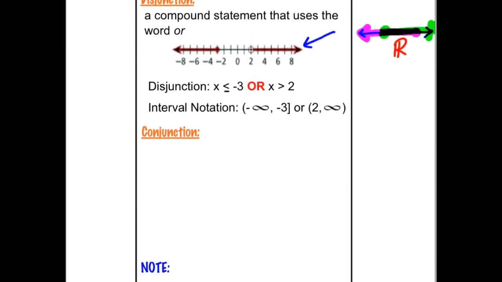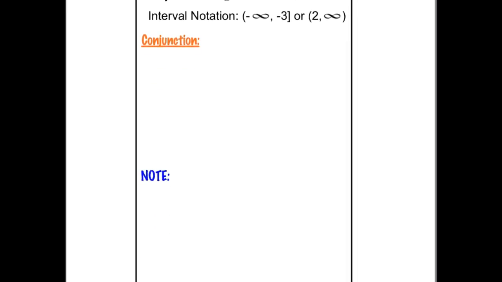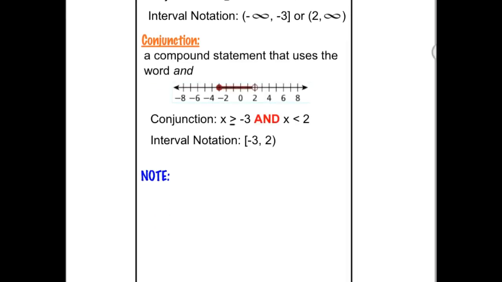So then we go on to conjunction. A compound statement that uses the word and. So a conjunction: x is greater than or equal to -3 and x is less than 2. So our interval notation is a square bracket, -3, comma, 2, parenthesis.